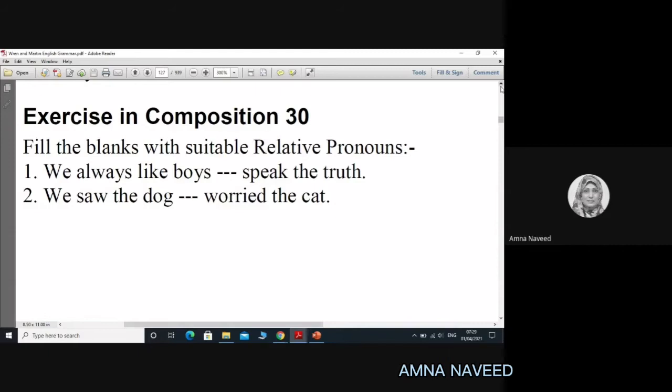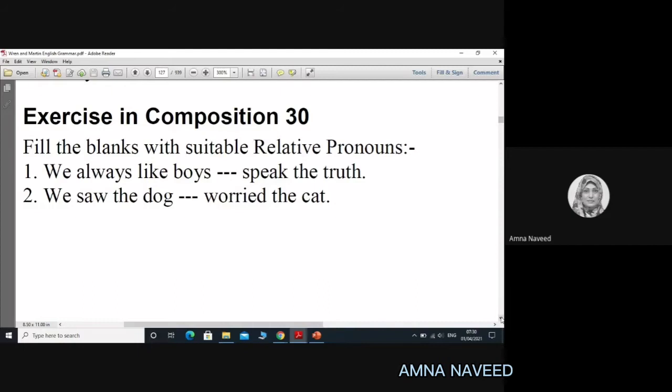So let's have a look at these sentences. We always like boys dash speak the truth. I believe you remember that who is used with human beings, so that is the reason who would be used in this particular sentence. So what is your understanding, where do we use which?